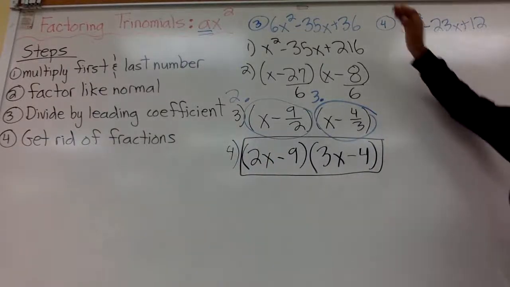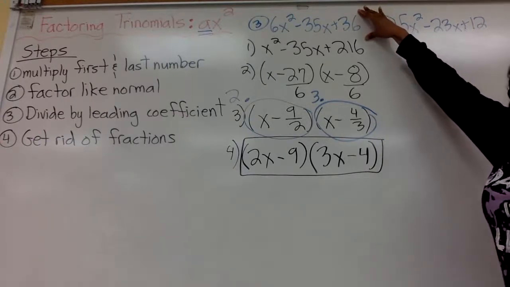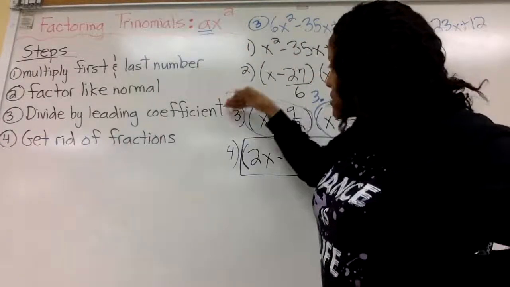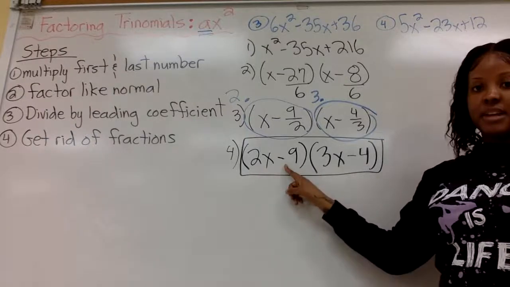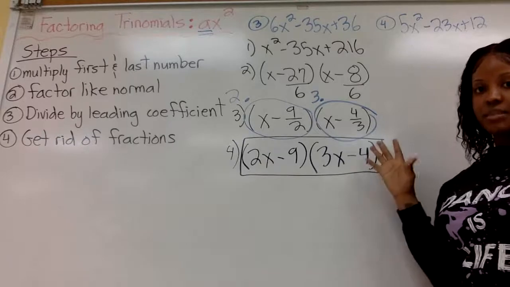So we started with 6x squared minus 35x plus 36. That's what we started with. We're going through, we're doing these 4 steps. And when we finish with our 4th step, it gives us 2x minus 9 times 3x minus 4. So that's our answer for this problem.